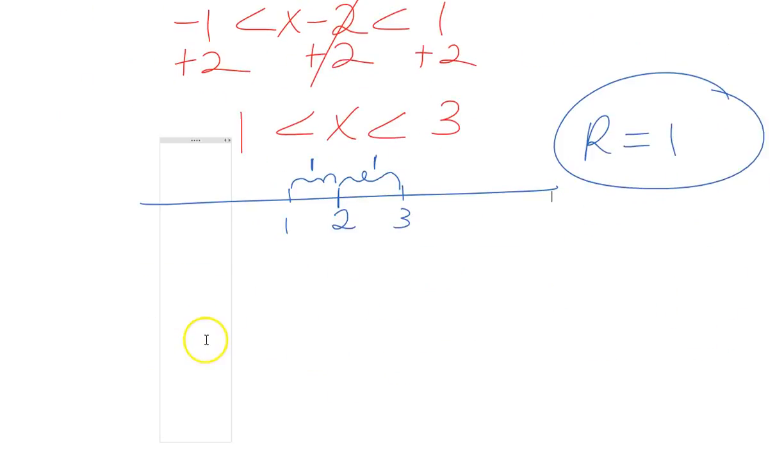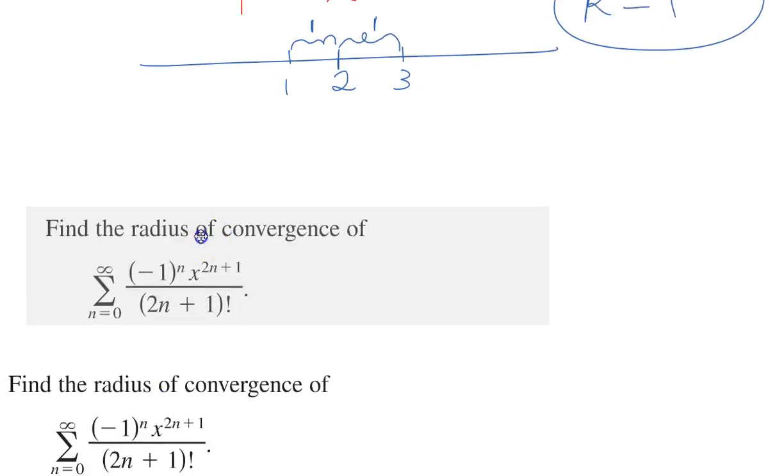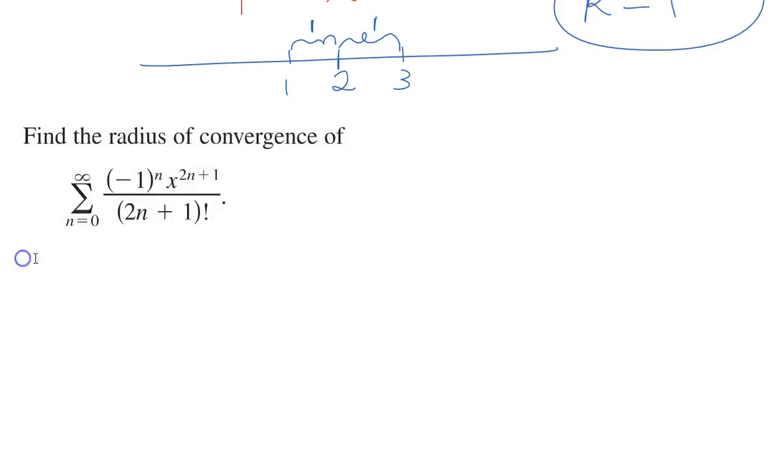Okay? Next one. Find the radius of convergence of the next power series. Okay, where is the center? The center here is x equals 0, or you can say c equals 0. Okay, it's the same thing.